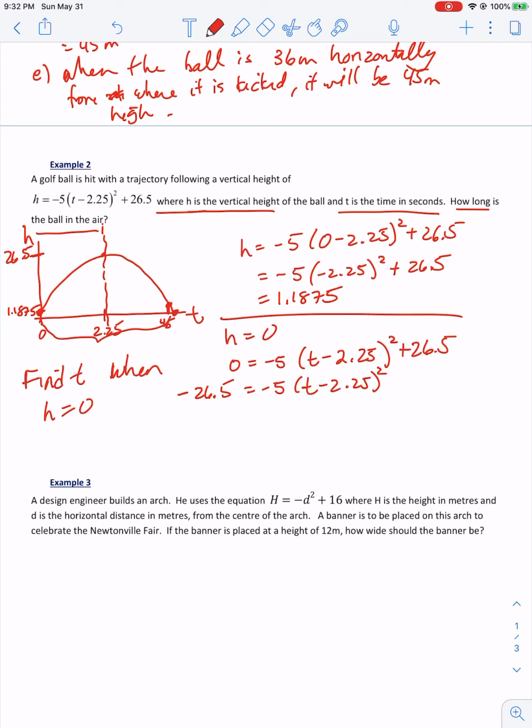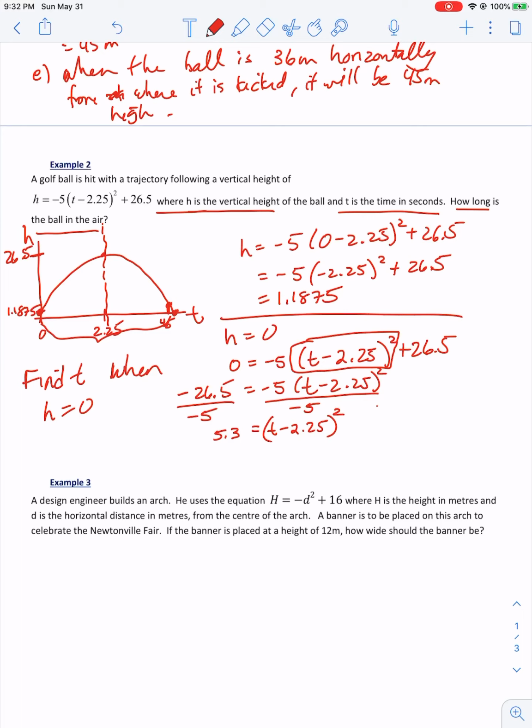Okay, so we're trying to solve for t. We got to work backwards. So we got to start with the stuff that's furthest away from the t, outside the bracket. We have to isolate this bracket here. So to isolate that bracket, we've got to get rid of the addition and subtraction first, and then we can get rid of the multiplication through division. So 26.5 divided by 5, that's going to be 5.3. So that equals t minus 2.25 squared.